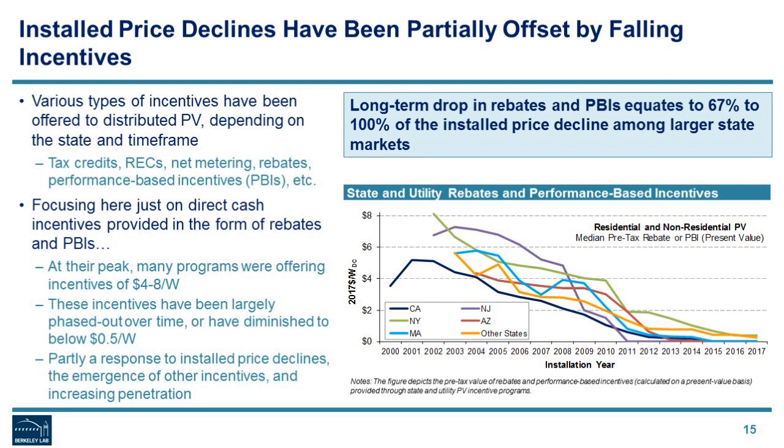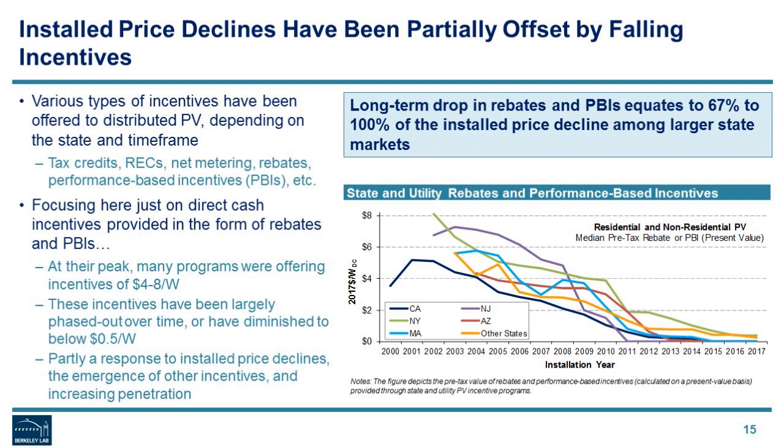Now that trend of declining incentives has, of course, partly been a response to the decline in installed prices and also a response to kind of other incentives emerging, like the lifting of the cap on the residential ITC back in 2009, or the creation of SREC markets in a number of states. But this declining incentive trend has also arguably helped to kind of motivate and stimulate further installed price reductions as installers are forced to kind of cut costs and prices in order to remain competitive.